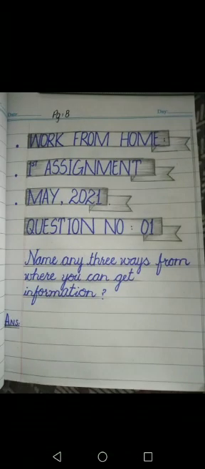On page number 8, first you will skip one line and then you will give the heading of work from home, and there should be a proper one finger gap between the words of the heading. Write work from home in capital writing, in block letters, just like I have done it. Then again skip one line and write first assignment. Then again skip one line and write May 2021. Also, you will put bullet marks with these headings. After that, you will give the heading of question number 1, then again skip one line and write the question: name any 3 ways from where you can get information.